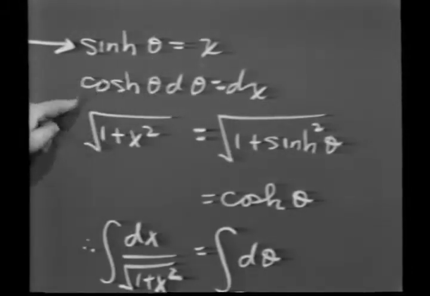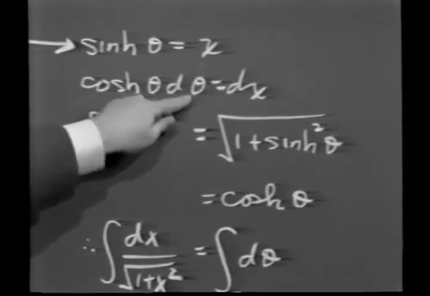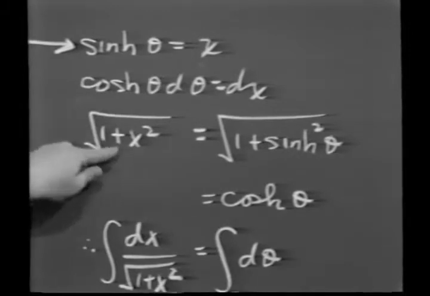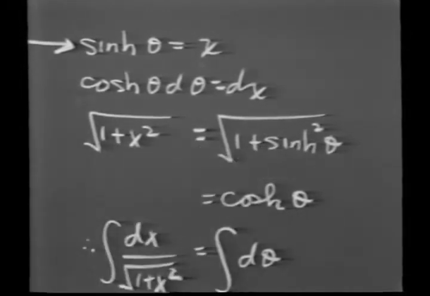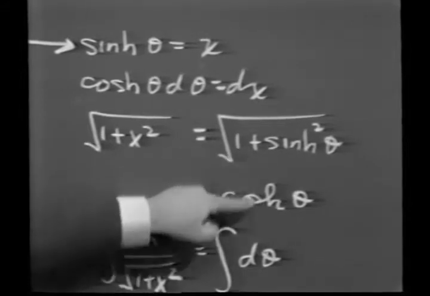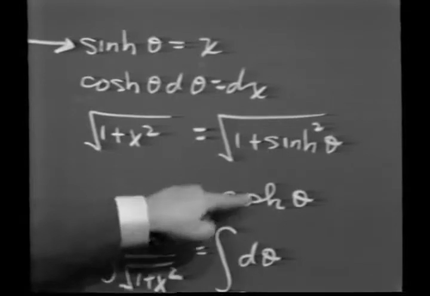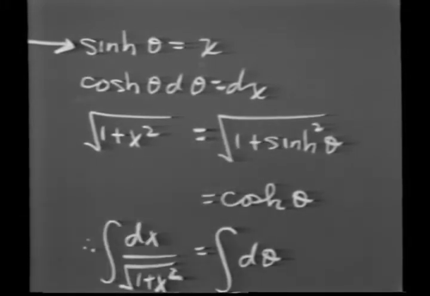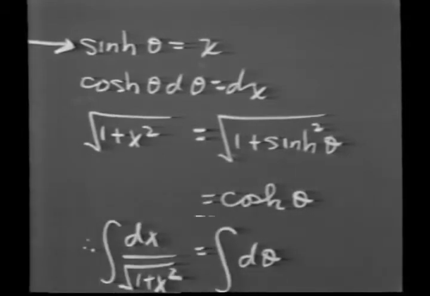And now watch what happens as we work this thing quite mechanically. The differential of sinh theta is cosh theta d theta, and the square root of 1 plus x squared is the square root of 1 plus sinh squared theta. But notice that because of the relationship between sinh and cosh, that's how we rigged this thing. That's why we chose x to be sinh theta. Notice that the square root of 1 plus sinh squared theta is just cosh theta.